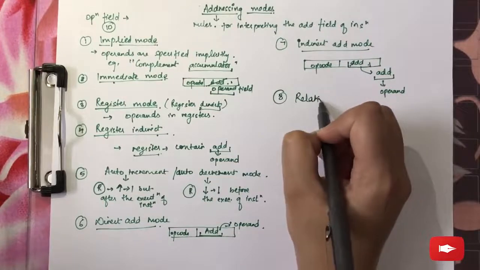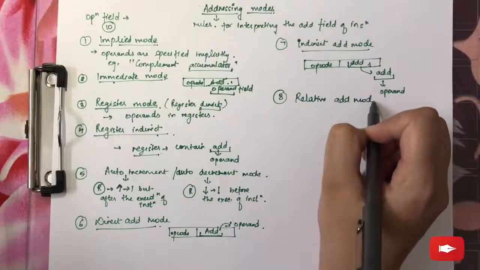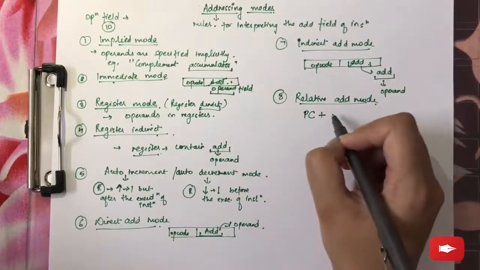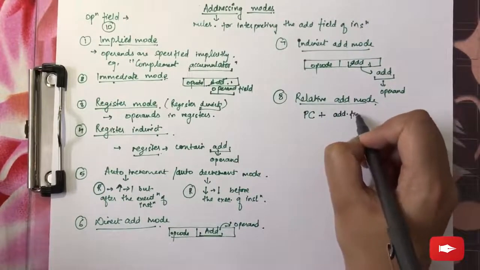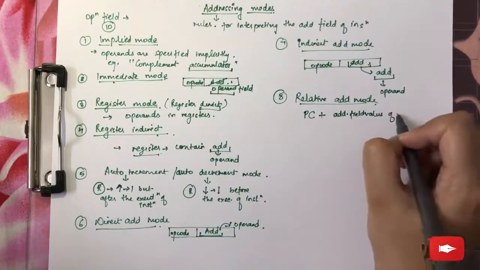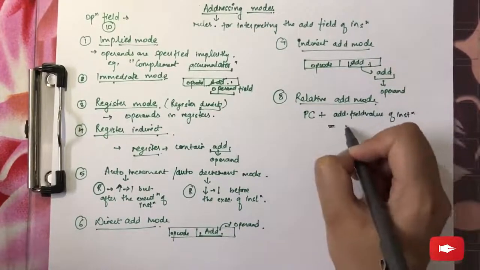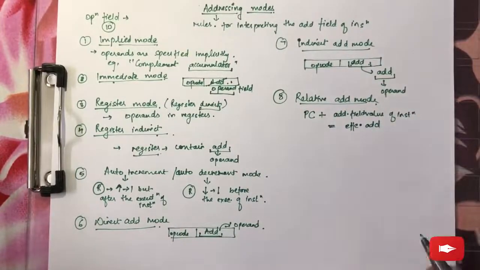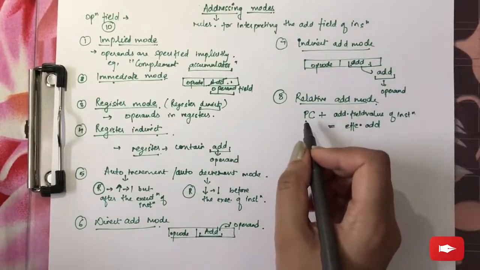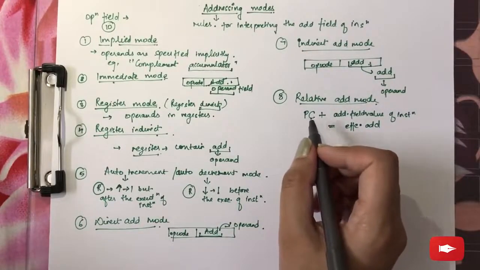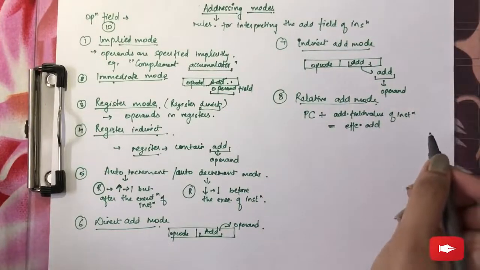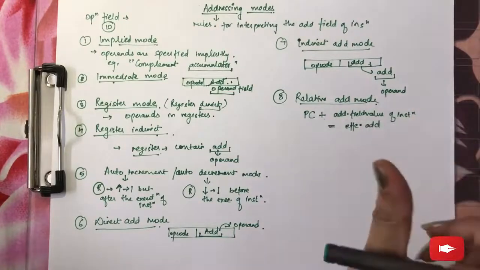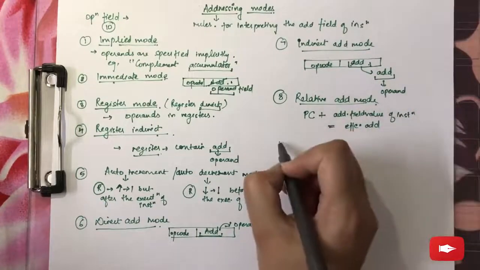Next is the relative addressing mode. In this, the value of program counter is added to the address field value of the instruction, which will give you the effective address, and this effective address will point towards the operand. I hope everyone knows what is PC. PC is the program counter, which points towards the address of the next instruction to be executed. So here this is added to the address field value of the instruction, and that particular value after addition will give you the effective address.